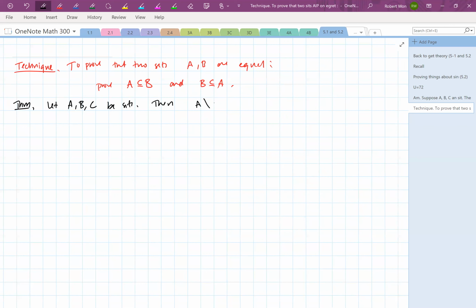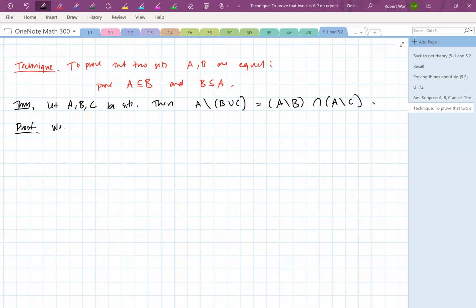Then I claim that if you take A and you subtract off the union of B and C, this is actually equal to the intersection of A minus B and A minus C. So whenever you see someone telling you to prove that two sets are equal, the first thing to do is to think, oh, well, I know how to do this. I'll just show that they're subsets of one another. How do I show that they're subsets of one another? I'll do an element chase in both directions.